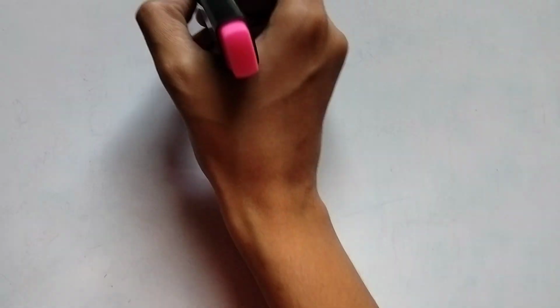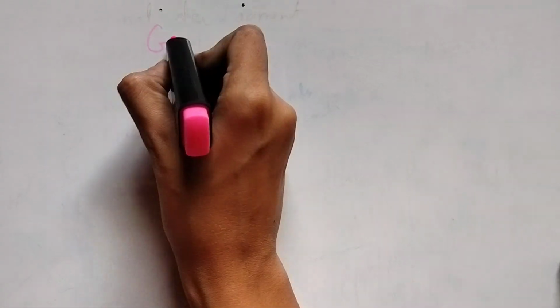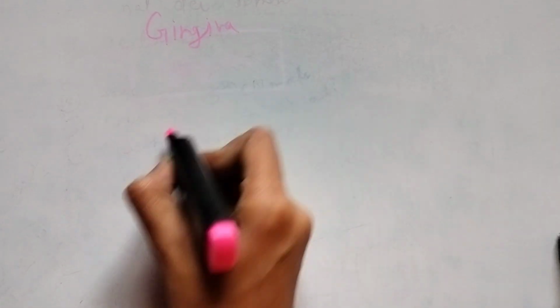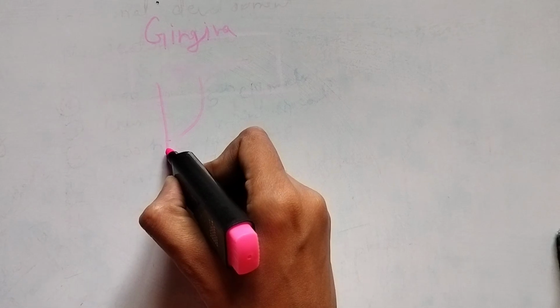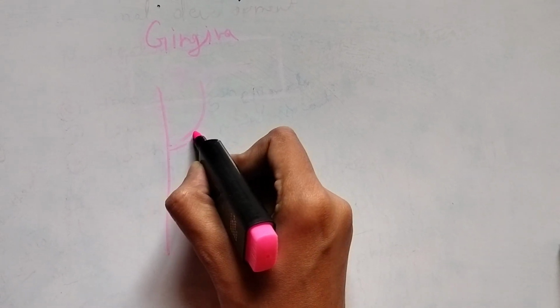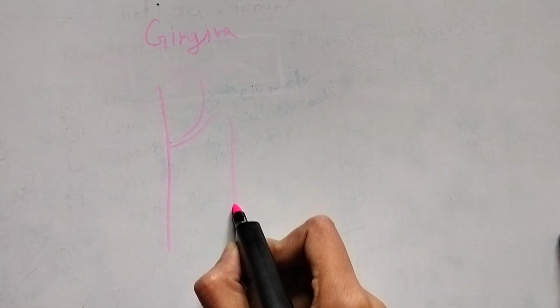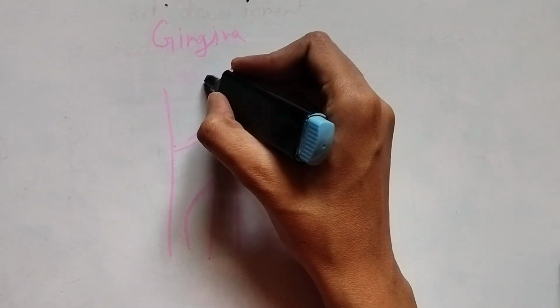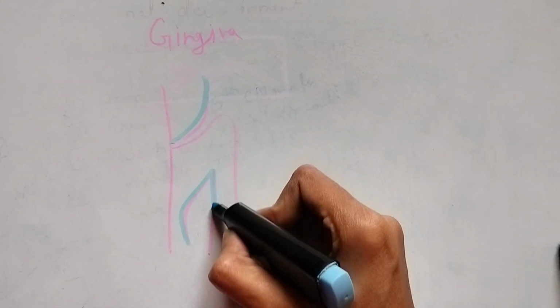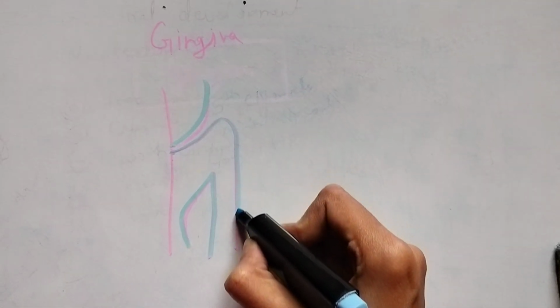Let us start with today's topic from periodontics, which is the normal periodontium. In that we have to study about the gingiva. Suppose this is the normal tooth structure, and here is the gingiva present, the alveolar bone, normal tooth, alveolar bone, and this is the gingival margin.